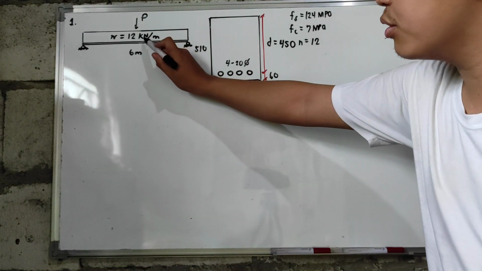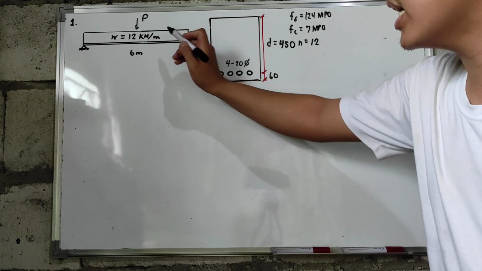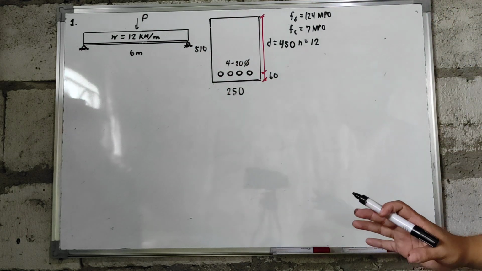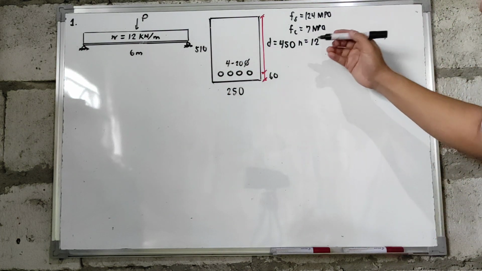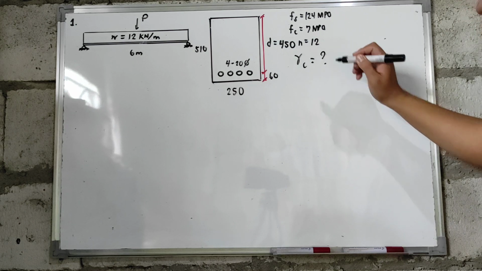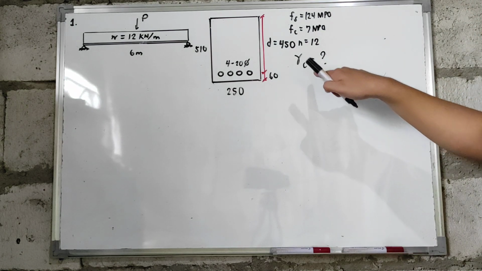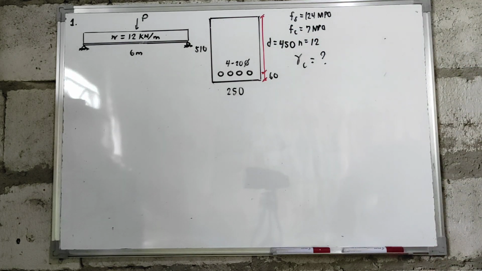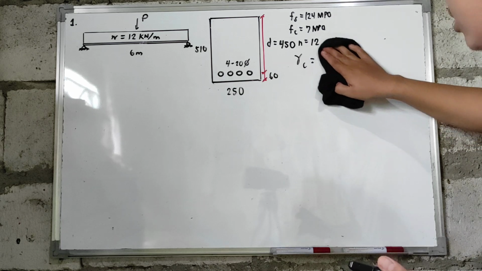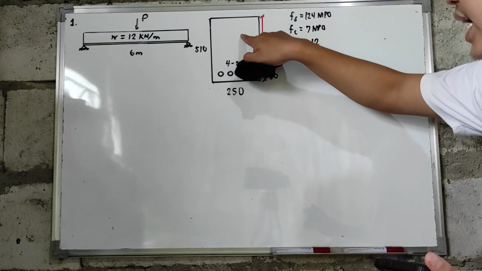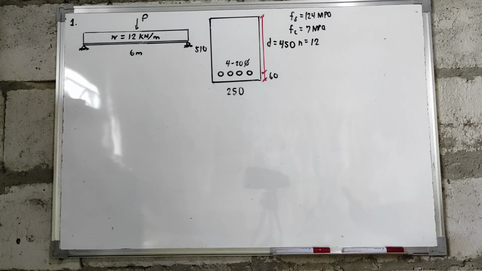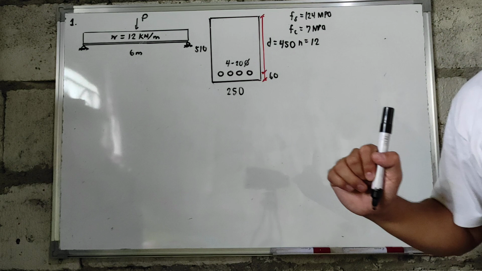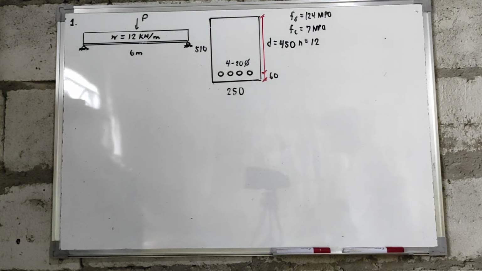So dito sa 12 kN/meter natin, already included na yung bigat ng beam natin. And dun sa problem natin, wala naman tayong given na unit weight ng concrete. That's why ine-neglect natin yung bigat ng konkreto natin. So for this problem, sa 12 kN/meter, included na agad yung bigat ng biga natin. So for this problem, we are tasked to find the value of your P. So ano yung magiging value ng P natin?